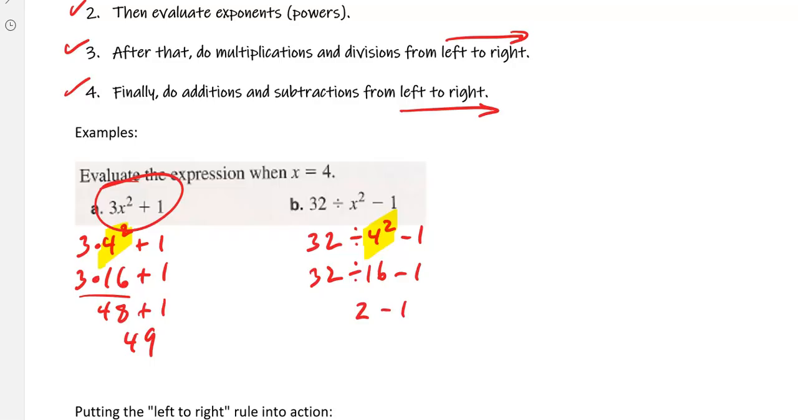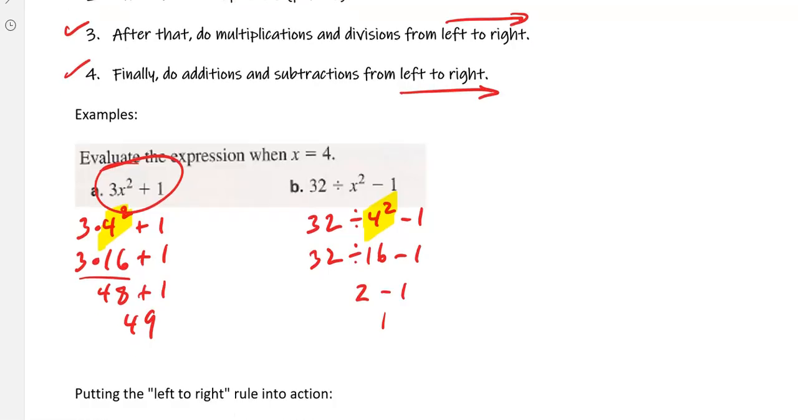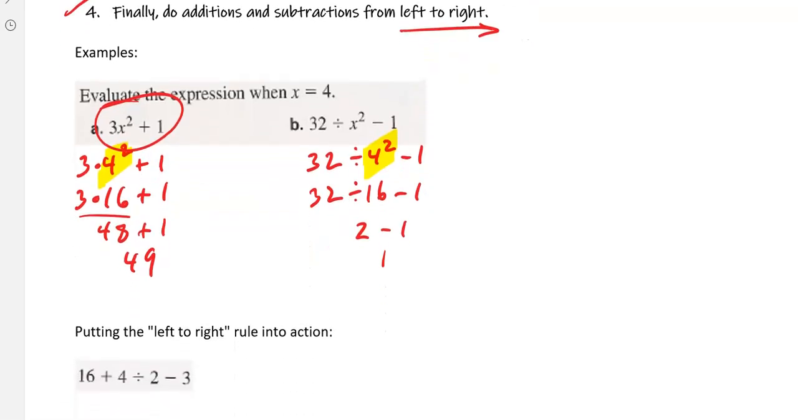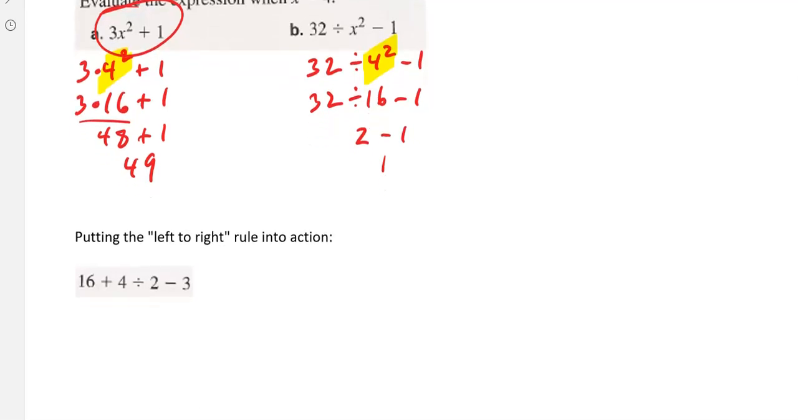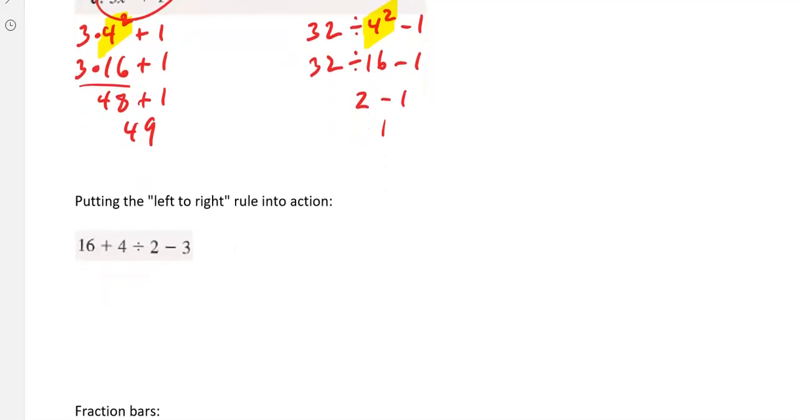Minus 1, and 2 minus 1 is 1. There you go. Easy peasy, follow the order of operations. Now let's put the left to right rule into action.